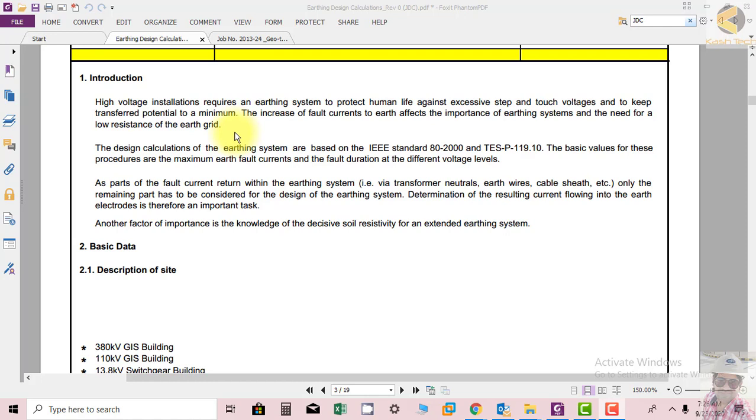The design calculation of earthing systems is based on IEEE standard 80-2000 and TESP 119.10. Each calculation has to follow some standard. IEEE standard 80-2000 is a famous international standard which is used for the earthing system, and TESP, technical electrical specification P/119.10, is a specification designed for a specific region. This is used in Saudi Arabia. So we have to follow the calculations based on these two standards.